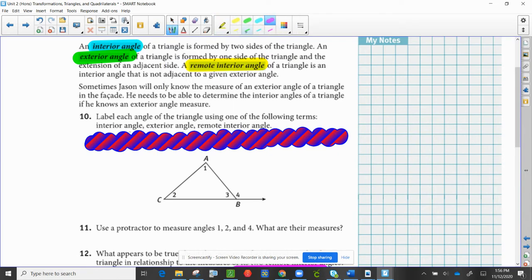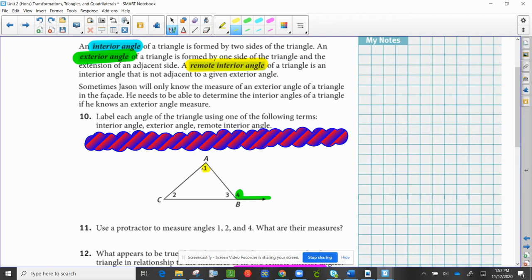Just going to try to highlight this. We have our triangle here, and then we have an extension of that triangle using this line here. That's what they're talking about when they say it's formed by one side of the triangle and an extension of the adjacent side. We have an extension of that line CB. So this angle 4, that's my exterior angle. It's outside the triangle. The last one is a remote interior angle, which is an interior angle that is not adjacent to a given exterior angle.